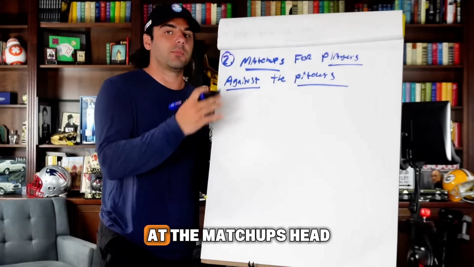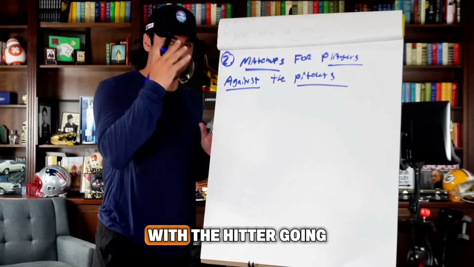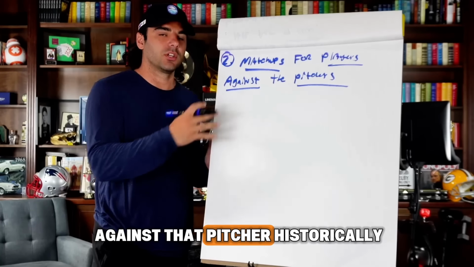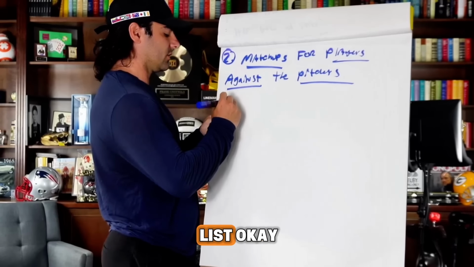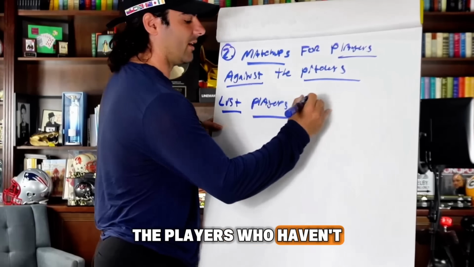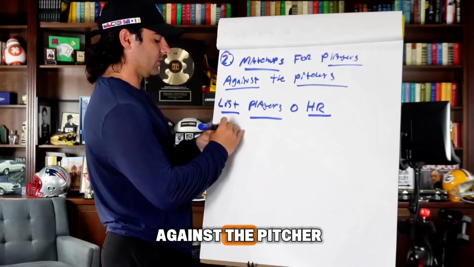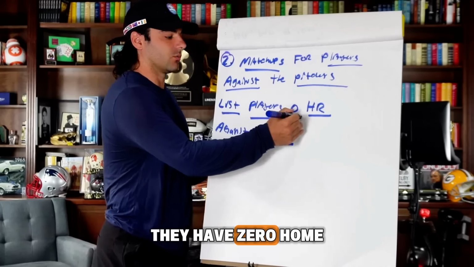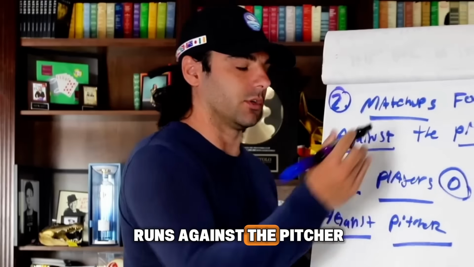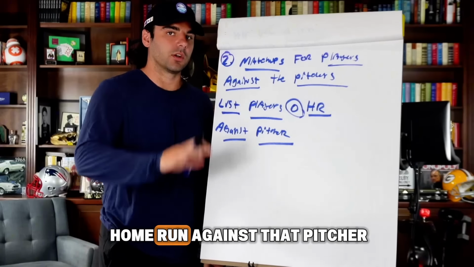We want to look at the matchups head-to-head with the hitter going against that pitcher historically, how have they played against each other. And what we're going to do is make a list, okay, of the players who haven't hit a home run against the pitcher. And this means in their career, okay? In their career, they have 0 home runs against the pitcher that they're going against. They've never hit a home run against that pitcher.